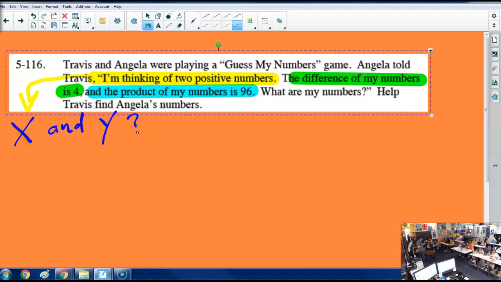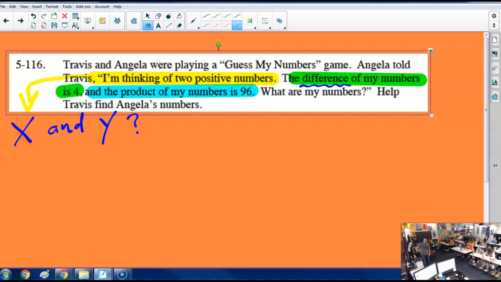I mean, A and B, X and Y, it doesn't matter what you call your two numbers. What does it mean if the difference is 4? Subtract them. So either we could say one of them is the other minus 4, or one of them is the other plus 4.